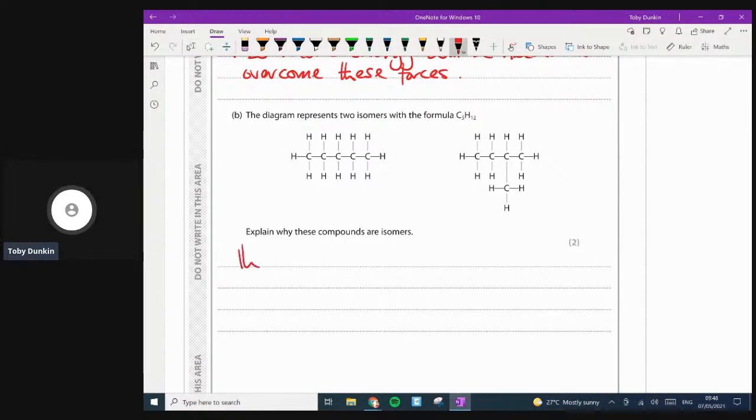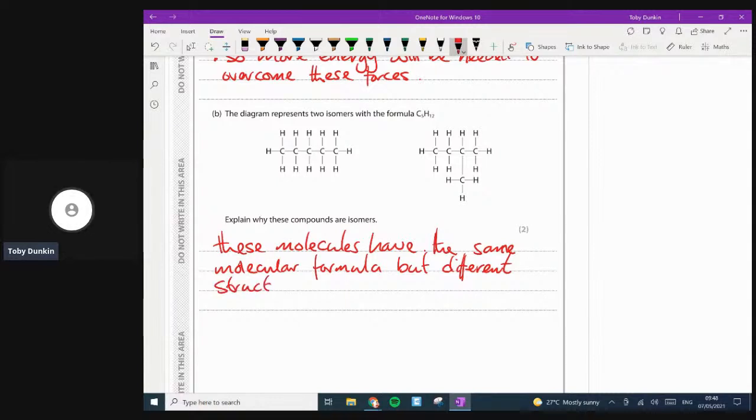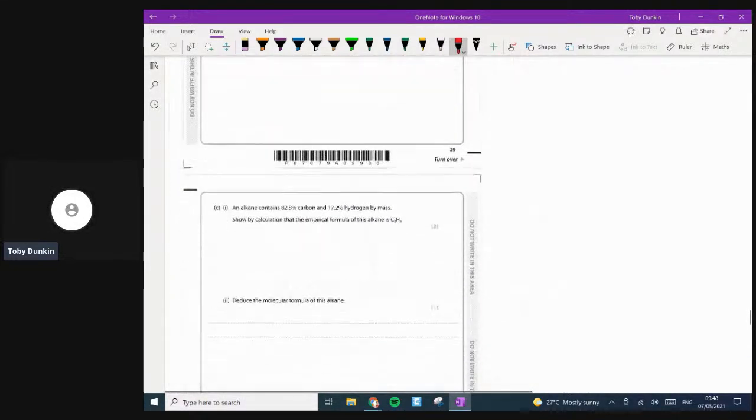We realize that the definition of an isomer is same molecular formula, different structural formula. These molecules have the same molecular formula, but different structural formulas. It's a clever question. Different structural formula. There we go. 2 marks.